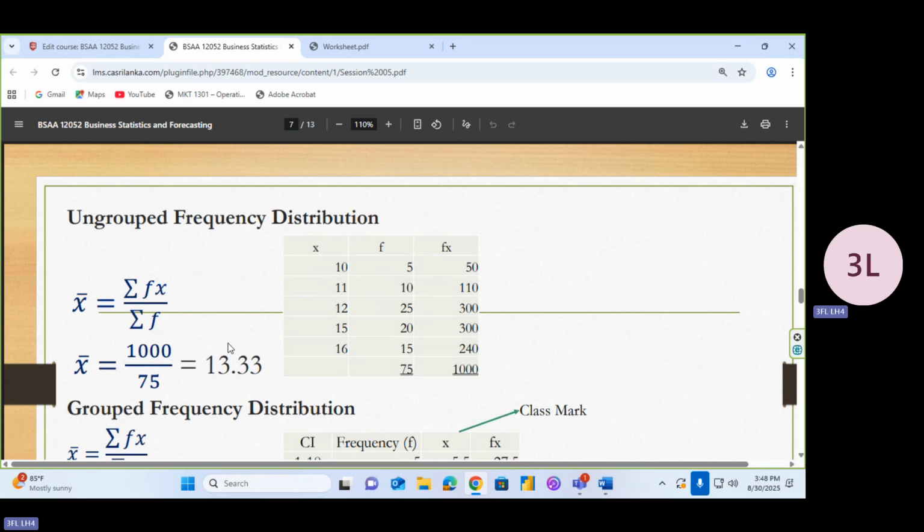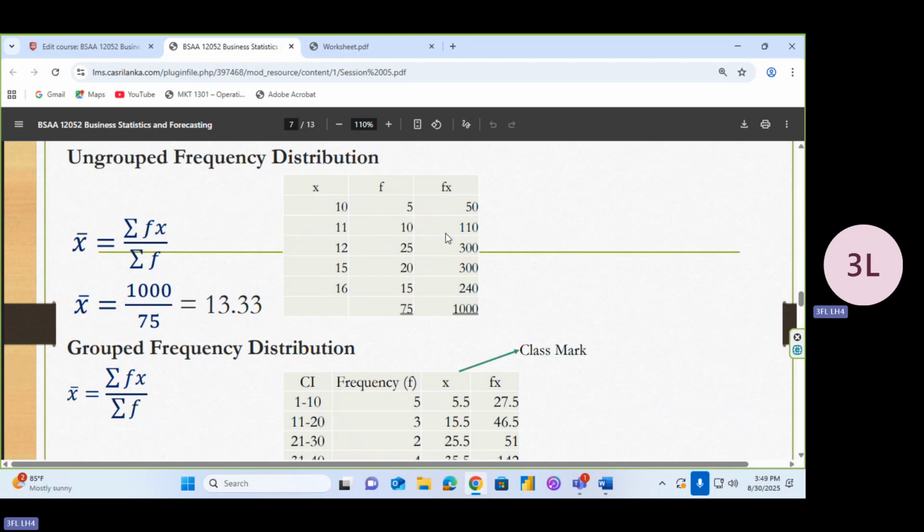Now is it clear? The concept is the same, but the way of calculation differs depending on the arrangement of the data set. If we have a raw data set, we add the values together and divide by the number of observations. Here, for the ungrouped one, we multiply each x value by its corresponding frequency value, then take the sum. Is it clear? You can also find this using the calculator.